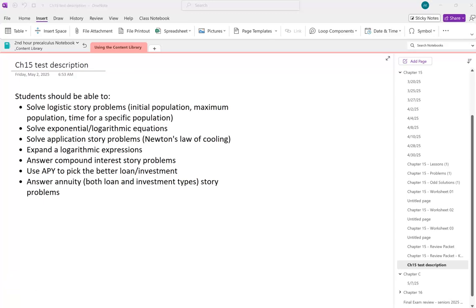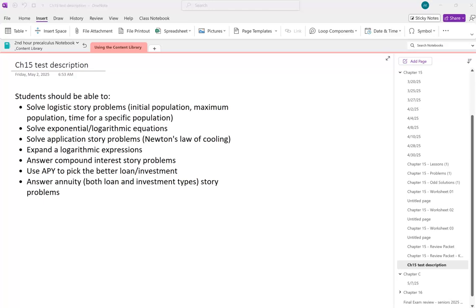It's all right. Today's our review day because the Chapter 15 test is Wednesday, next class. Very good. So just to run through the test description for you guys.